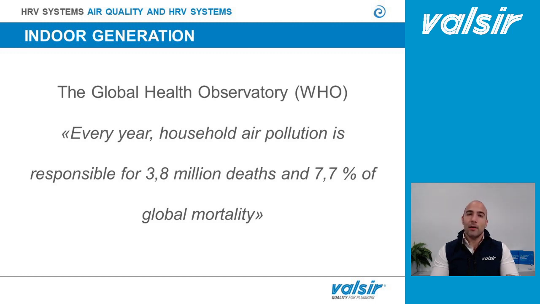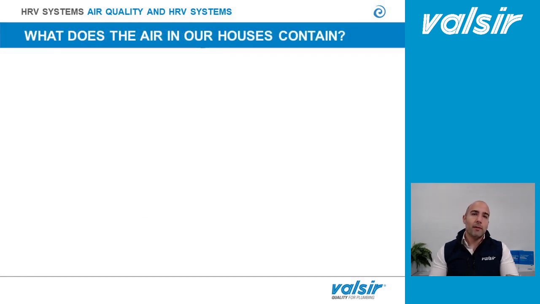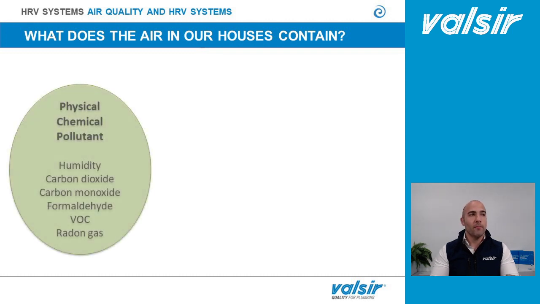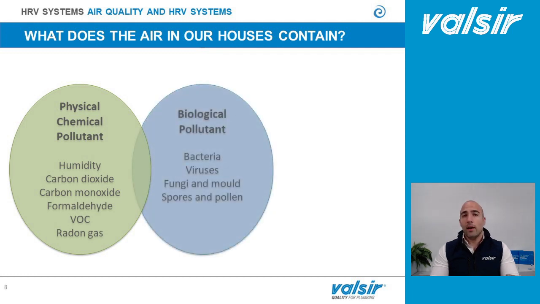Let's now take a look at what the air in our houses and indoor places contains. We can list 3 big families of household and indoor pollutants: the physical and chemical pollutants such as humidity, carbon dioxide, also known as CO2, carbon monoxide, formaldehyde, VOC, that stands for volatile organic compound, and radon gas. Then we have biological pollutants such as bacteria, viruses, fungi and mold, spores and pollen. And then we've got particulate matter.